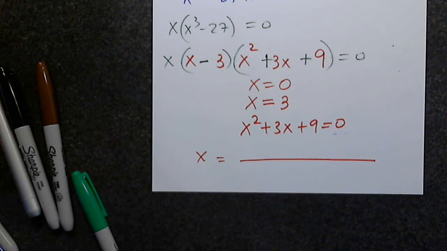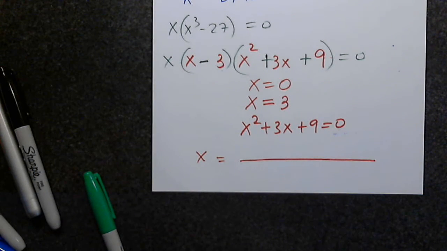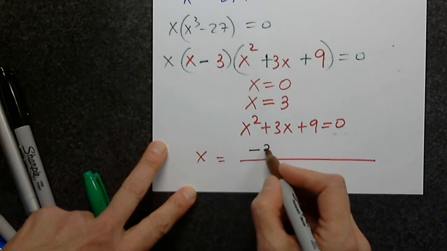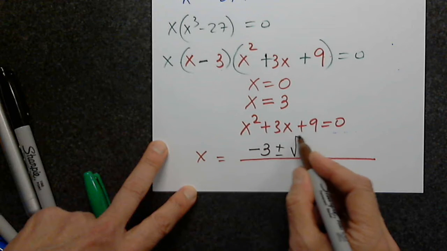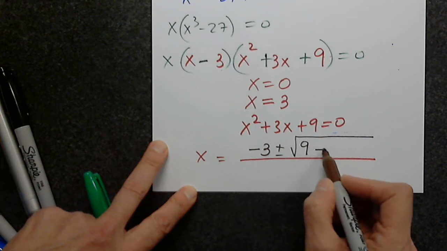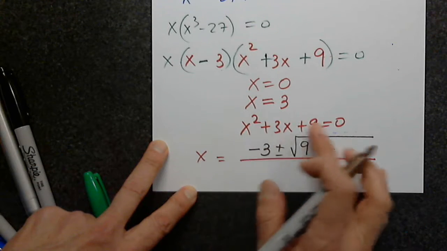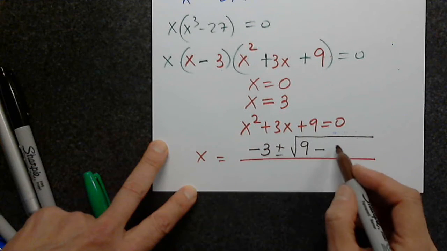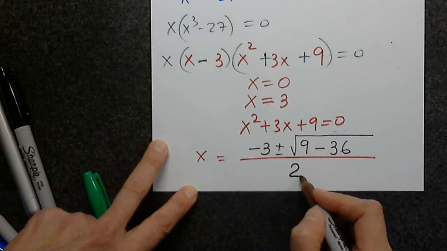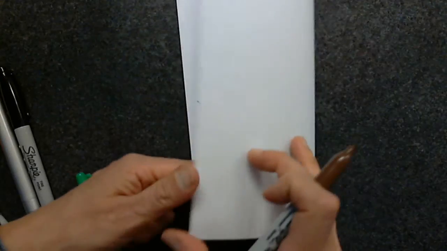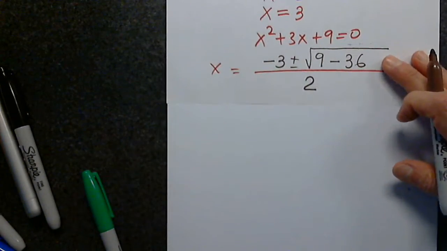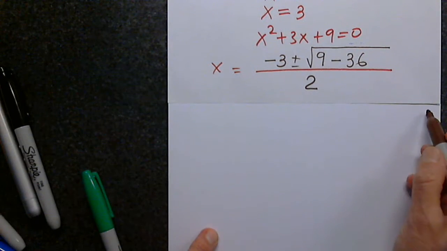So, negative b. Negative 3, plus or minus the square root of b squared, which is 9, minus 4ac, but 4 times c is, very good, over 2 times a. Good. Obviously, I can already say what type of solutions these two are. What type?